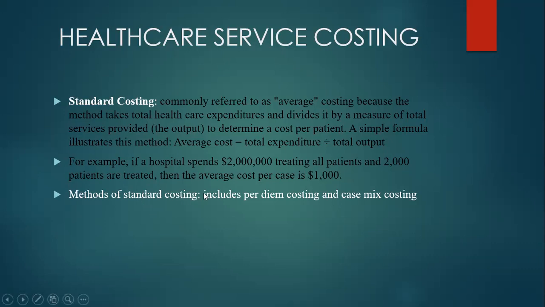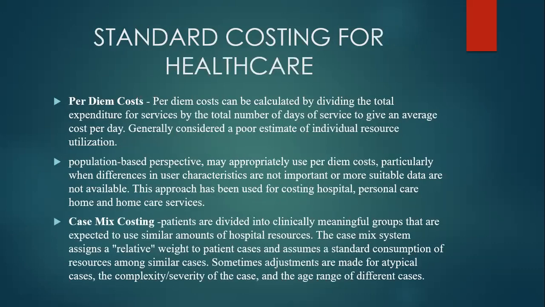Now, specifically under standard costing, we can also look at what we call per diem costing and case mix costing. Per diem here is not the per diem we receive for our meetings and other things. We'll look at what it really means. Per diem costing can be calculated by dividing the total expenditure for services by the total number of days of service to give an average cost per day.